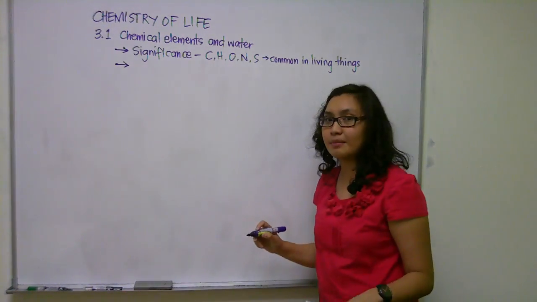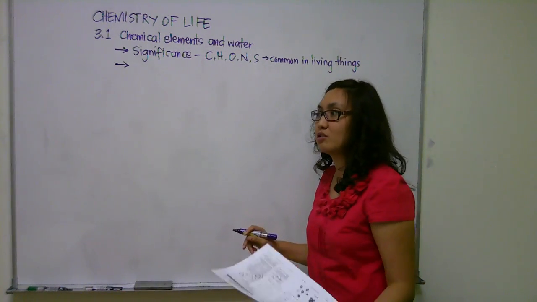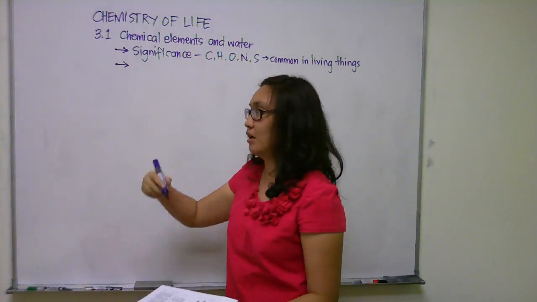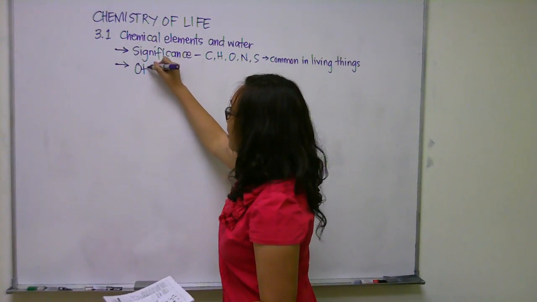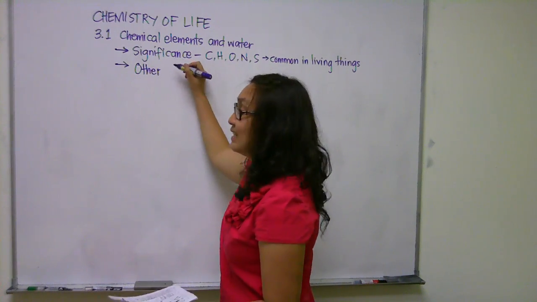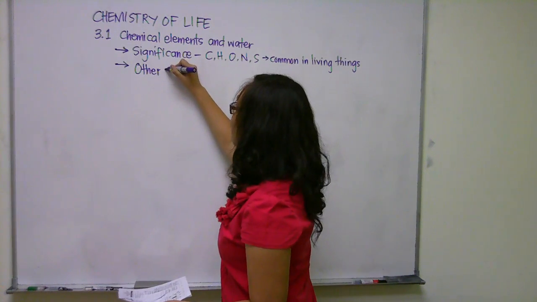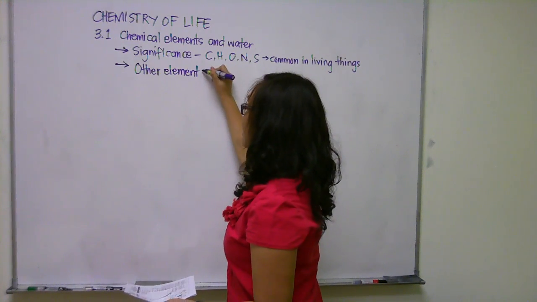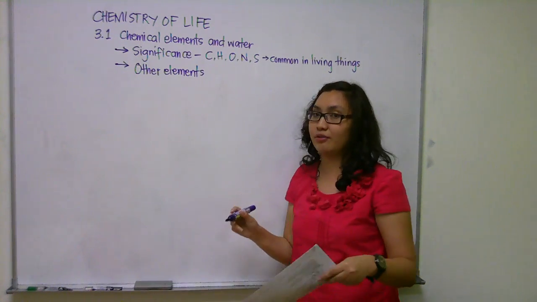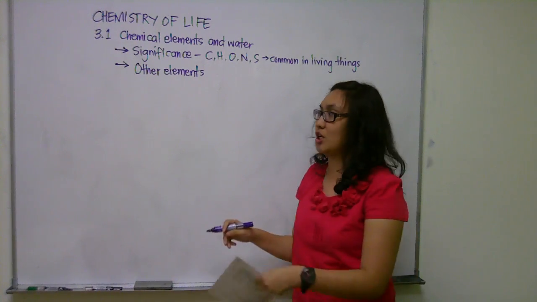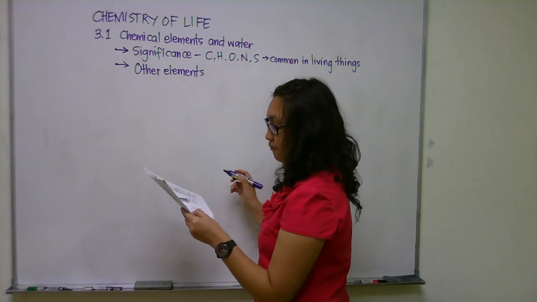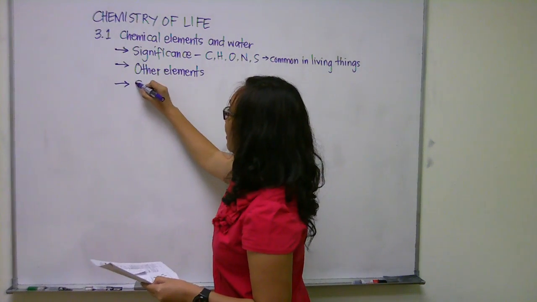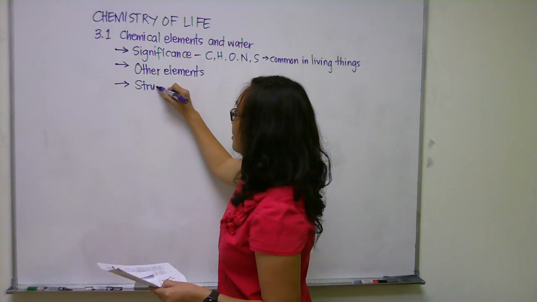Okay, next one. If there are other elements that need to be elaborated, such as, let's just say, calcium and sodium, these other elements are needed in small amounts. So you just need to explain to the student that these elements are needed for a specific purpose or a specific function.